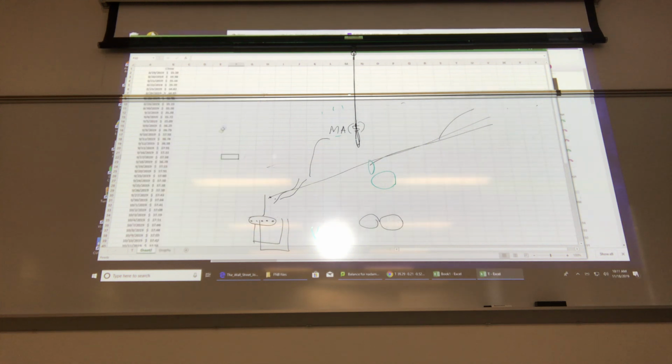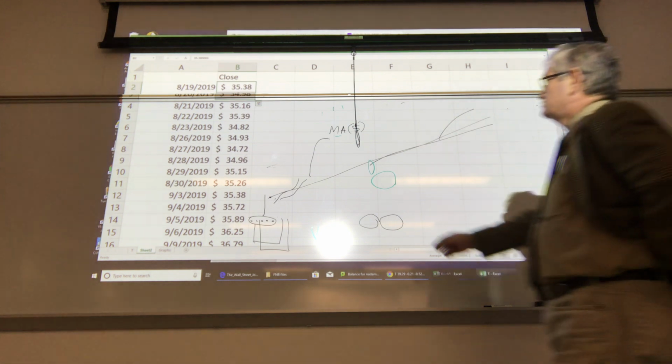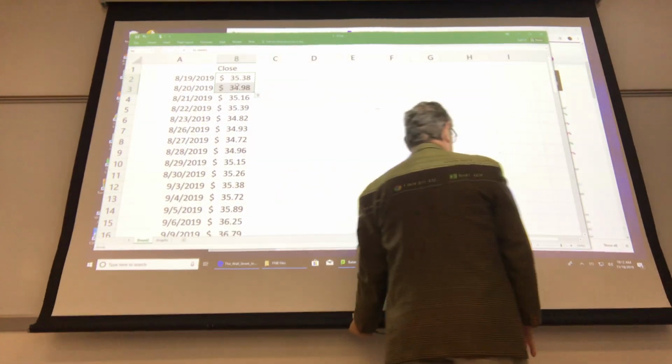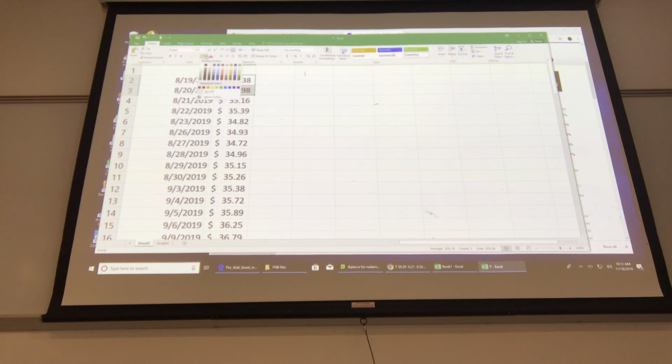And I go back to my data. What did I say? This is a closing price in terms of dollars. I want to go on and compare these 2 days so I can see what is happening. From the 19th to the 20th, what's happening to the price? Did it go up or down? It went down.